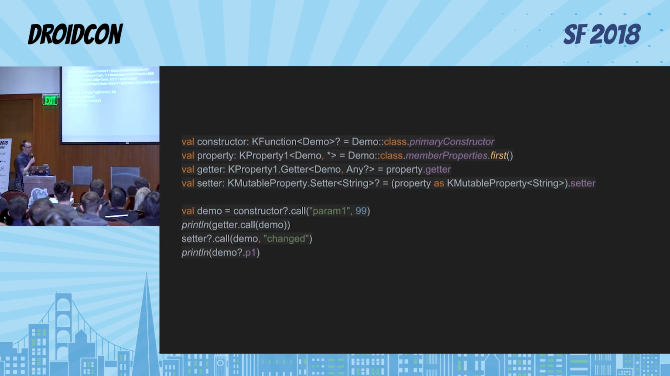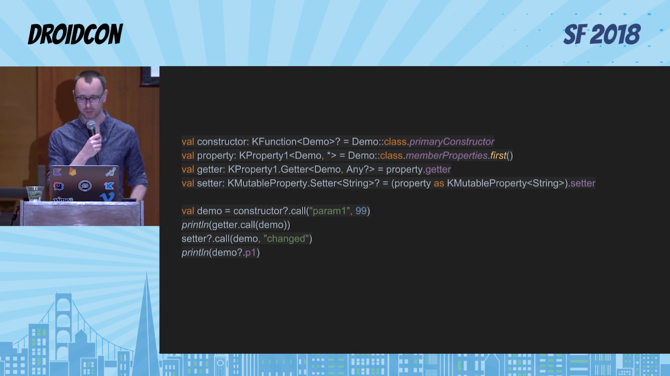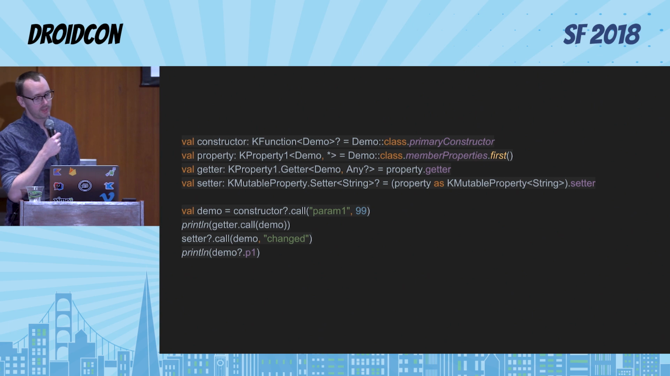Here's a much more advanced example of using some reflection. So that same demo class, from its KClass you can get its primary constructor. You can get all of its properties and get the first one. From that first property, you can get the setter. That's the third line here. The fourth line is a little wordy, but if you look at it for a minute, it makes sense. You're getting the setter from that same property, and you have to do some casting on it.